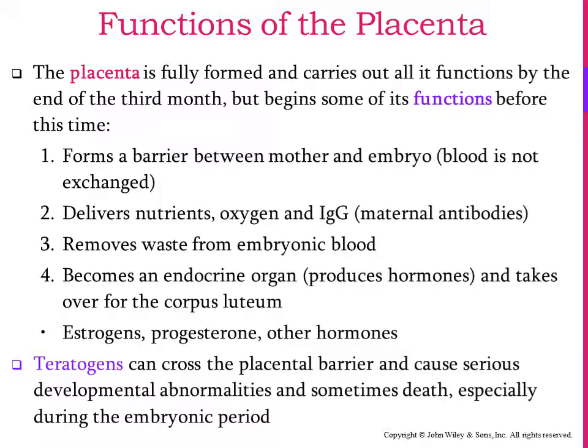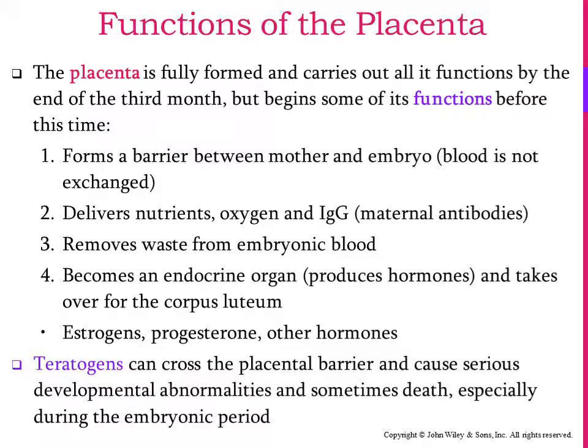So the placenta is fully formed and carries out all its functions by the end of the third month. And the placenta then takes over hormone secretion from the corpus luteum, which was maintaining estrogen and progesterone secretion under the influence of HCG from the primitive or still developing placenta. The placenta also forms a selective barrier, as we said, that allows for nutrient exchange and gas exchange.